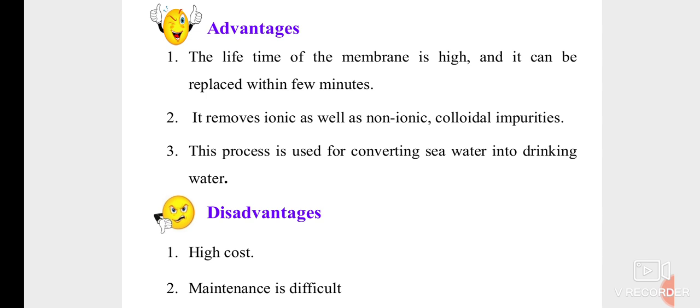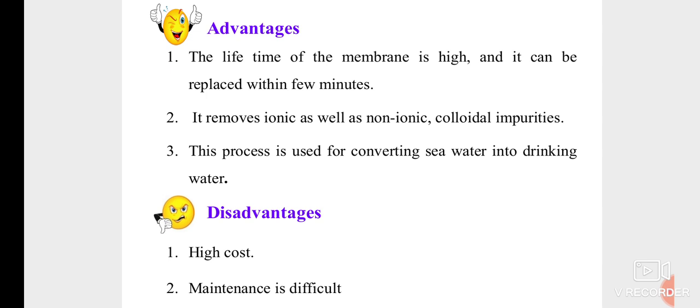Water with greater than 35,000 ppm dissolved salt content is called sea water. Suppose the dissolved salts are in the range of 1000 to 35,000 ppm, that is called brackish water. It has a peculiar taste. Less than 1000 ppm salt in the water is called fresh water. In the reverse osmosis method, we generally convert sea water into fresh water.